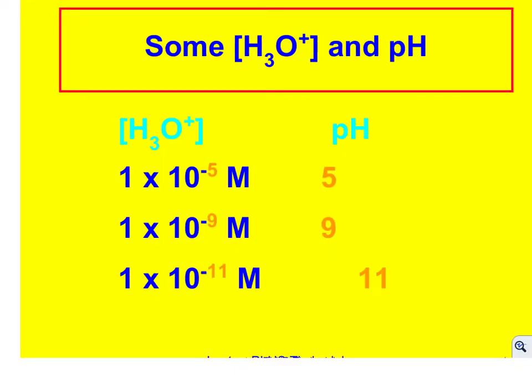Some numbers for H3O plus and pH. If you do negative log of 1 times 10 to the negative 5, you just get the number 5. 1 times 10 to the negative 9, pH will be 9. 1 times 10 to the negative 11, pH is 11. Obviously, the lower the number is, the more acidic, because you would have a smaller negative exponent. Remember, a negative exponent makes this really, really small.